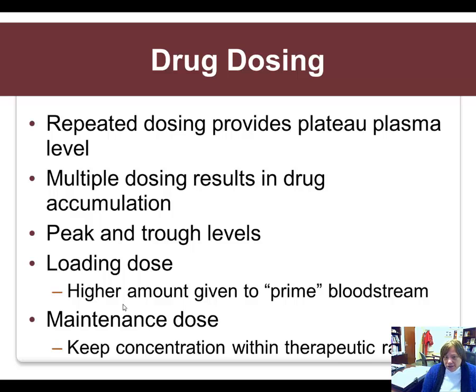A loading dose is when you want to prime the body and give a high dose to get the effect sooner, and then the maintenance doses keep it within the therapeutic range.